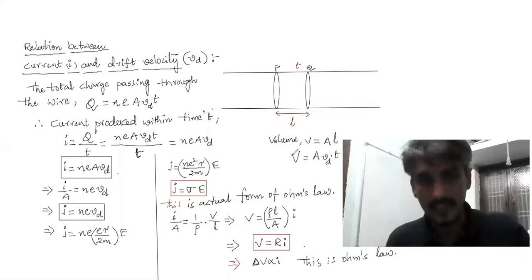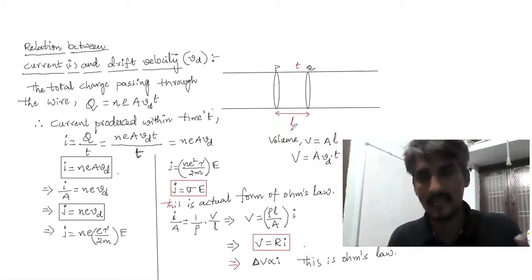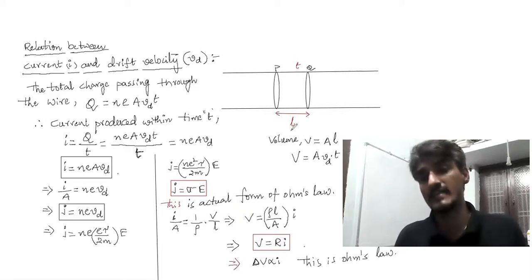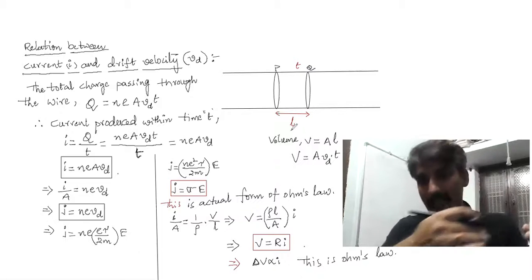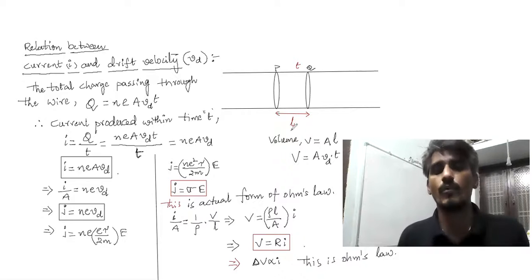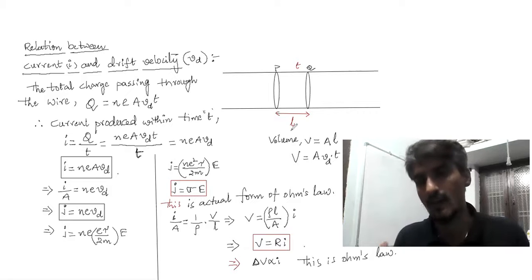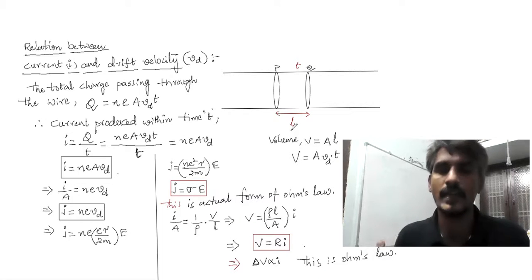Do you understand? So this is about Ohm's law, and this is a relation between current and drift velocity, and between current density and drift velocity, and from that we are deriving Ohm's law slowly. Am I right? Now let us do some problems regarding these relations. Later I'll explain what Ohm's law is exactly in our next video.